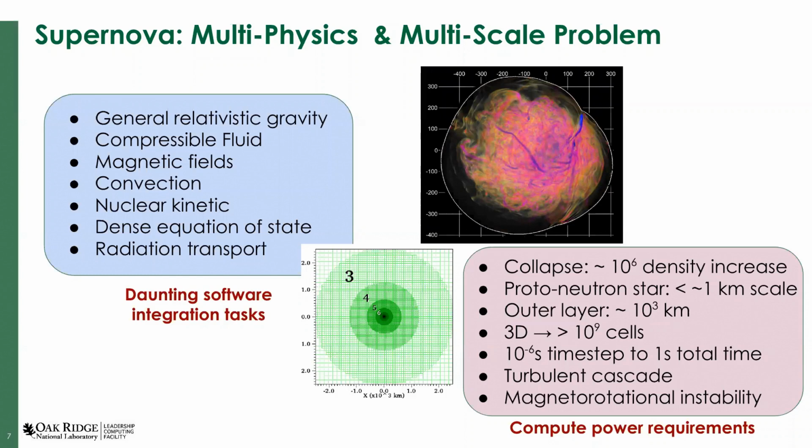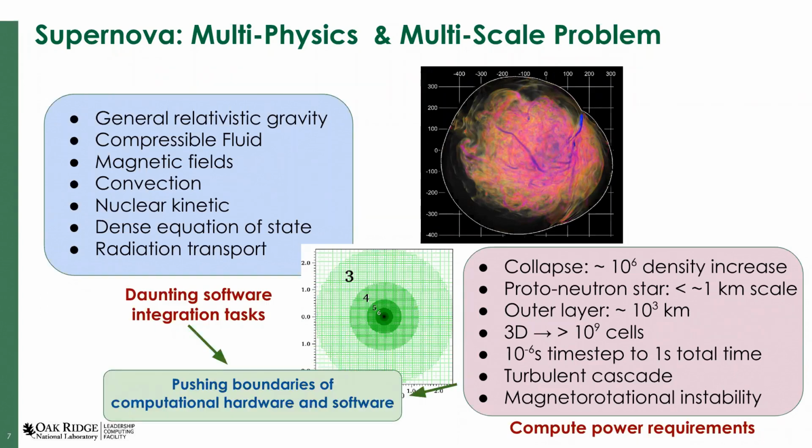Another example of the multi-scale issue is the turbulent cascade that happens in the supernova shock, as pictured here. This is a visualization from our earlier simulation, where the cascade, the small scales, produce turbulence that has to be resolved. So these two aspects, the software integration and the compute power requirements, produce challenging computational aspects that continue to push the boundaries of computational hardware and software.